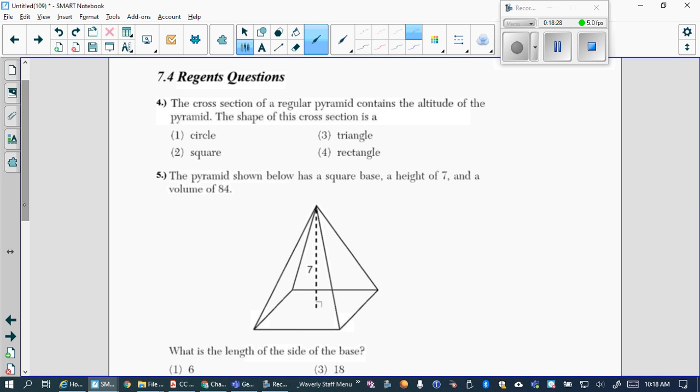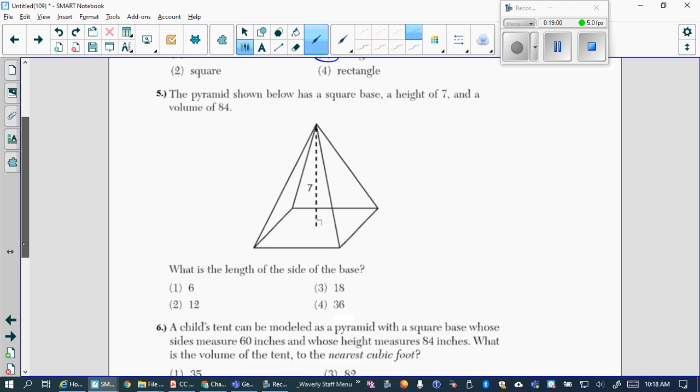Cross section of a regular pyramid, and that cross section, that knife slice, contains the altitude. Triangle. You guys agree it has to be a triangle? Yeah, right. So I'm going to sketch it if you want, but you can just picture taking a pyramid and slicing with a knife straight down from the top to the bottom. You could even use this one here. Okay. So it's choice 3.